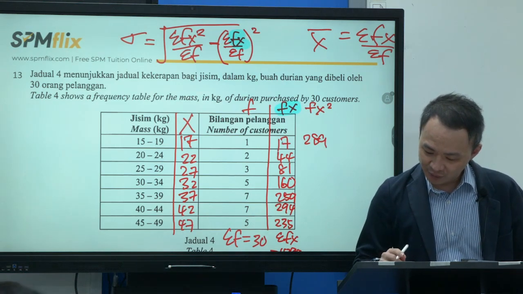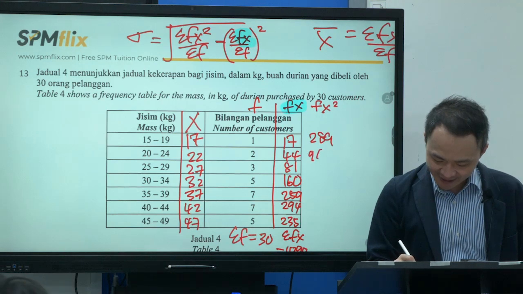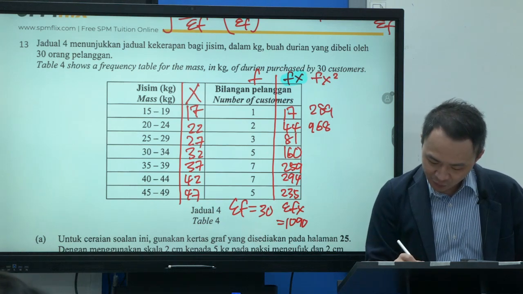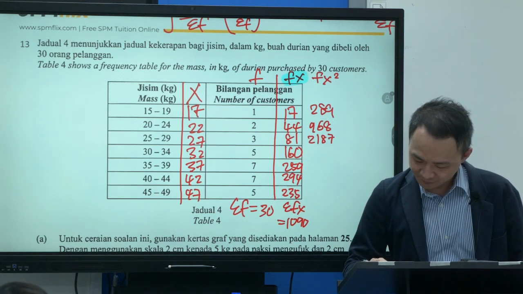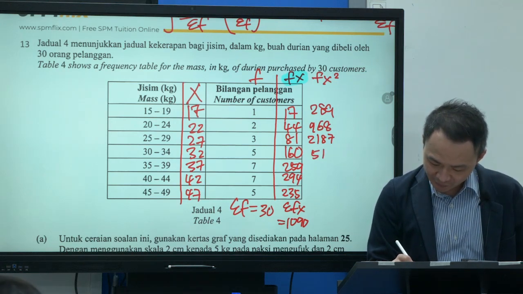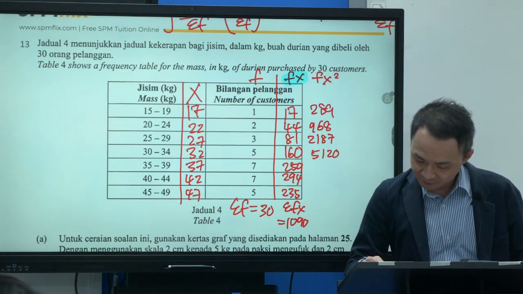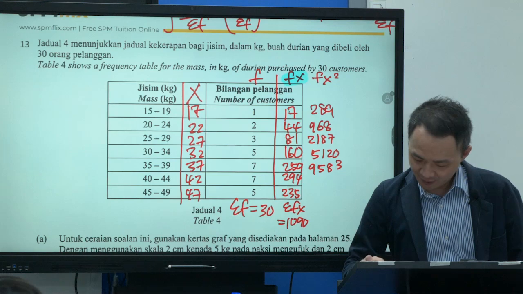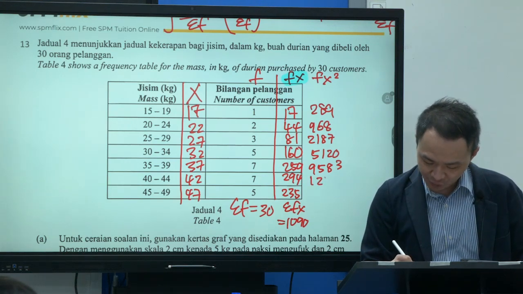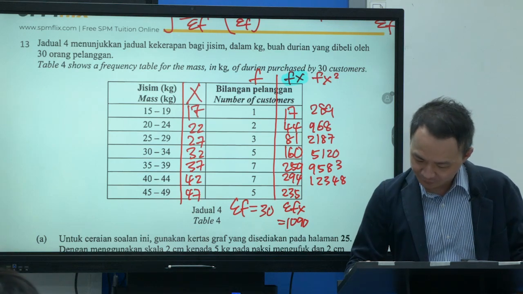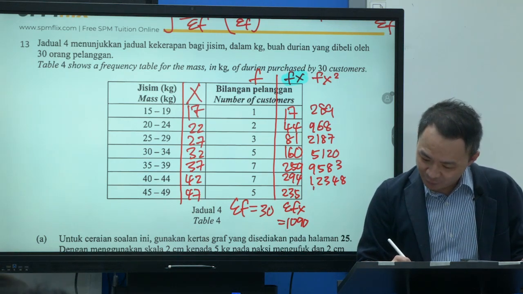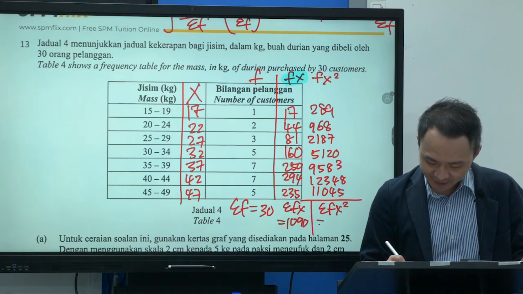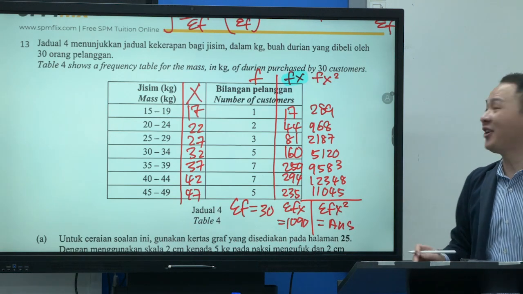44 times 22, 968. 81 times 27, 2187. 5120. Sometimes they get up to 5 to 6 digits. 11045. Then tambah semua dia. You're going to add all of them, and then you'll get a number here. Then now you have everything for the formula.